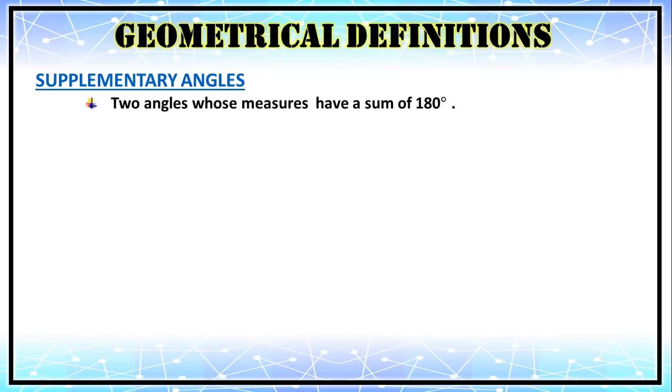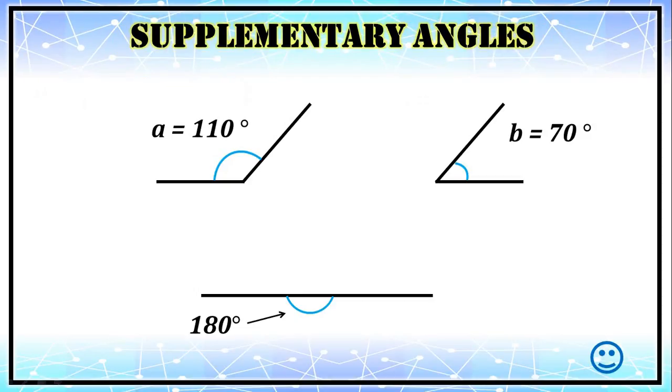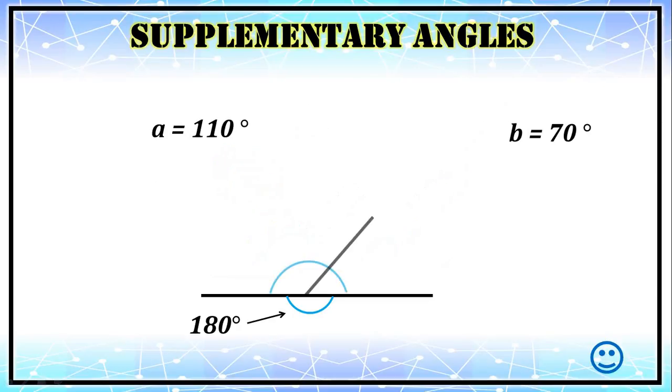First is about supplementary angles. Supplementary angles are angles whose measures have a sum of 180. Here is an example of a supplementary angle. We have angle A, which is 110, and angle B, which is 70 degrees. If we combine the two angles, they form a 180 degree angle. So that is a supplementary angle.